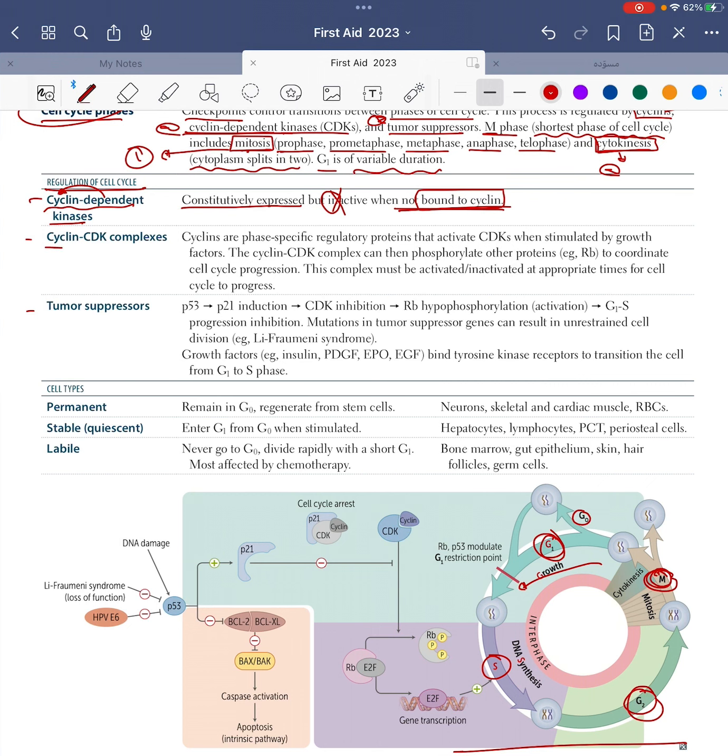Also, we do have the cyclin-CDK complexes. It says that cyclins are phase-specific regulatory proteins. Phase-specific regulatory proteins. Okay, so they are proteins that regulate things depending on the phase, like they choose a specific phase to work on. They do activate CDKs.